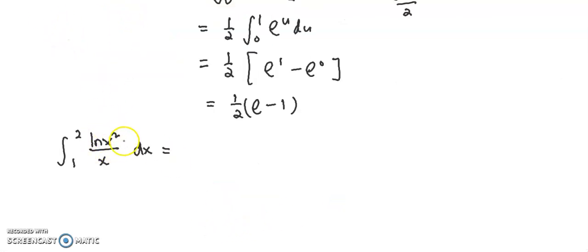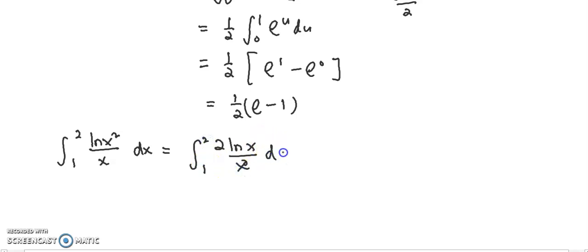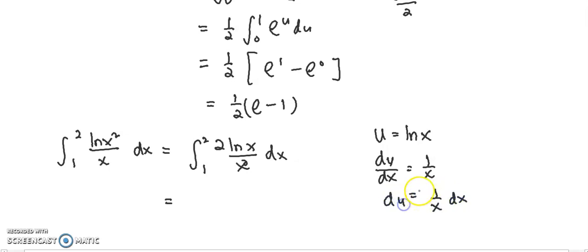For the second integral, we simplify this ln function first by taking the 2 to the front. We get 2 ln x over x, integrate from 1 to 2 with respect to x. Then how do you integrate ln x over x? Again, I will use substitution. Let u equals ln x. Why? Because when you find dy/dx, you get 1 over x. In my function, I have 1 over x dx, which can be replaced by something in terms of u.